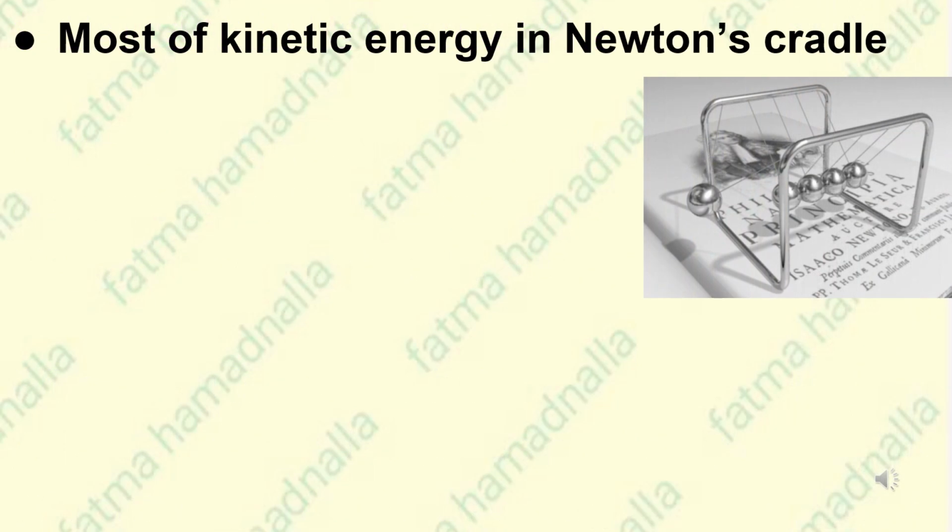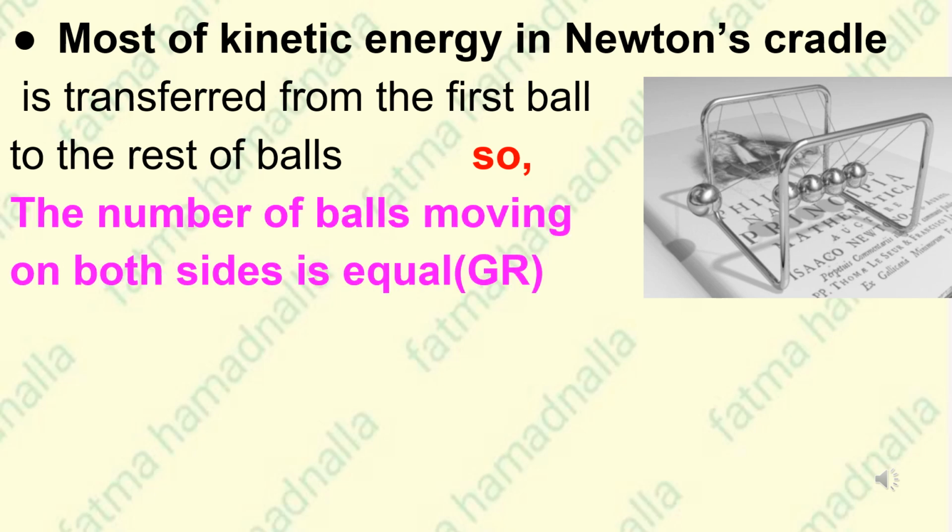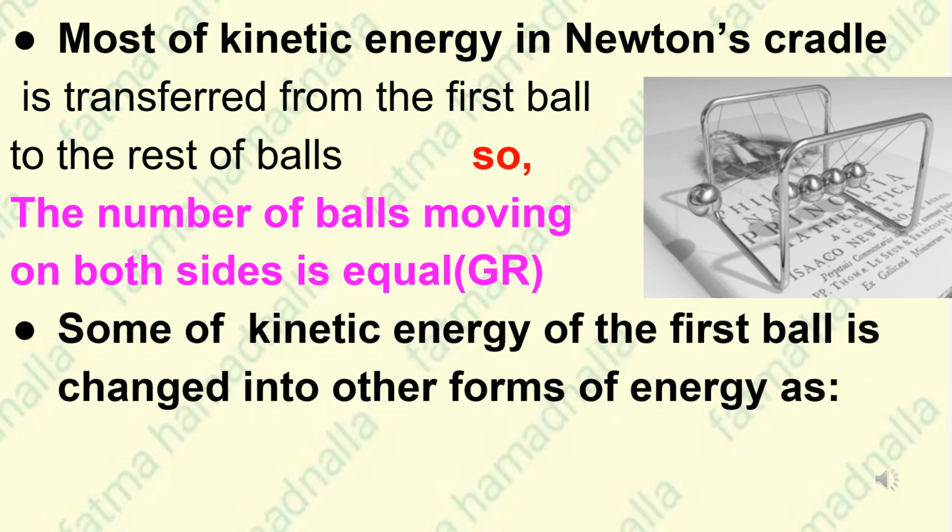Most of the kinetic energy in Newton's cradle is transferred from the first ball to the rest of the balls. As a result, the number of balls moving on both sides is equal. Why? Or give a reason. Because some of the kinetic energy of the first ball is converted into other forms of energy, such as 1. Sound energy. It is produced during the collision between the balls. Okay?